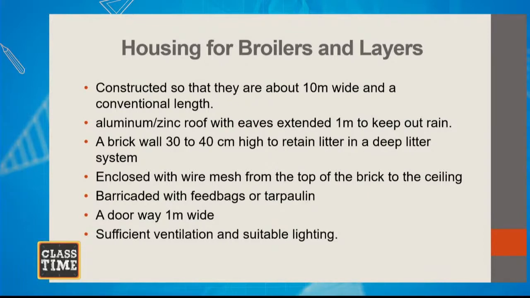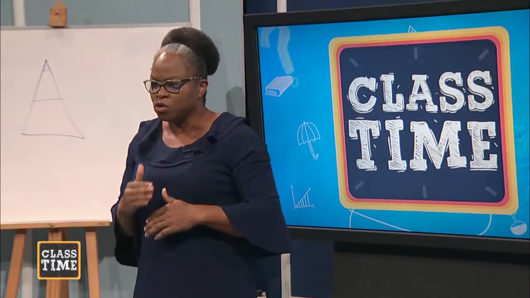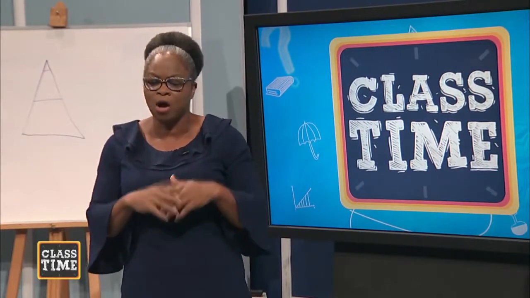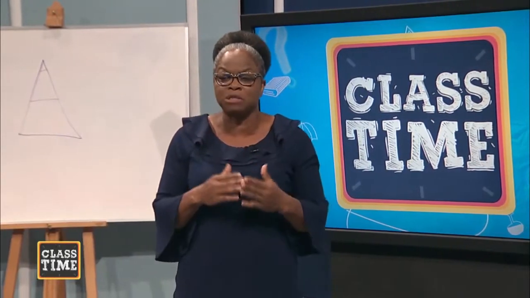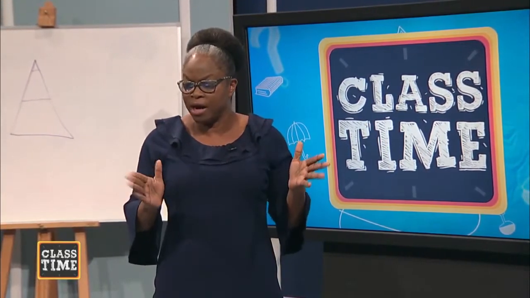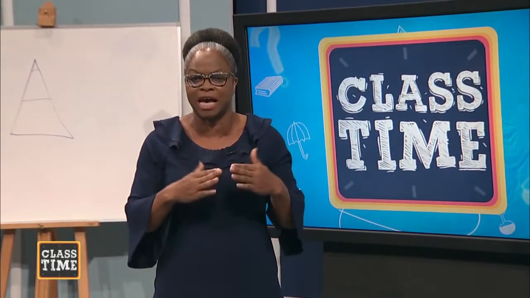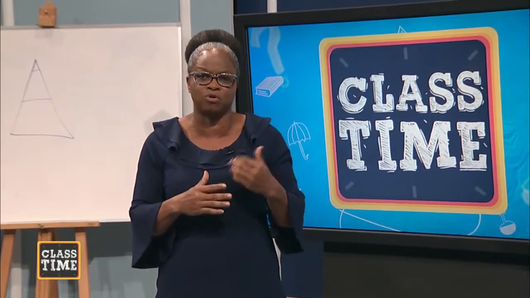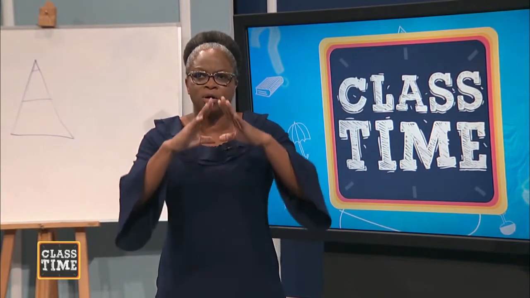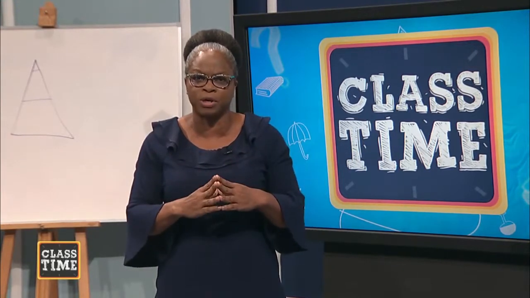Good? You want to have what we call a brick wall from the floor up to about 30 to 40 centimeters high to retain litter in a deep litter system. Good? We also want to ensure that you put up your barricades using your feed bags or your tarpaulin around the house, and the doorway must be at least 1 meter wide, and there must be sufficient ventilation inside that house so that your animals will be able to produce and to do well. The requirements for the housing are very important.